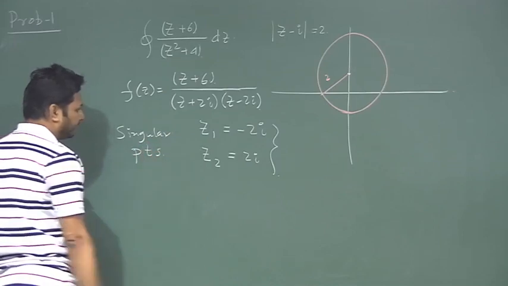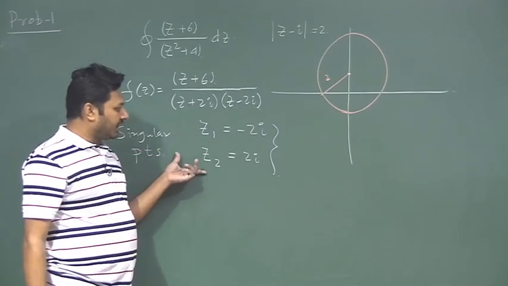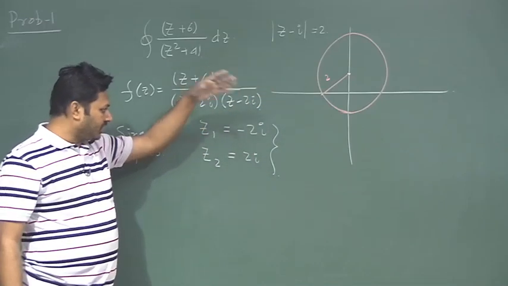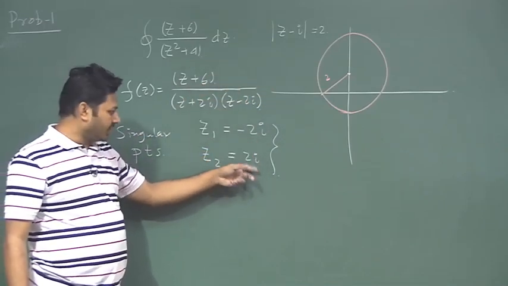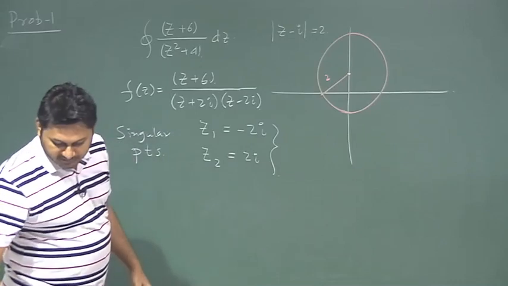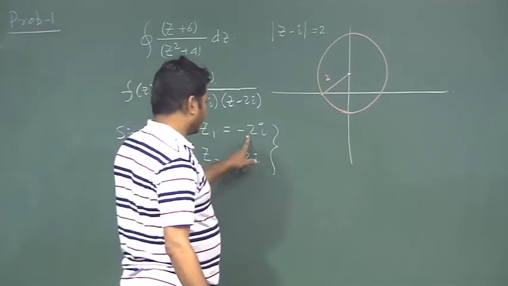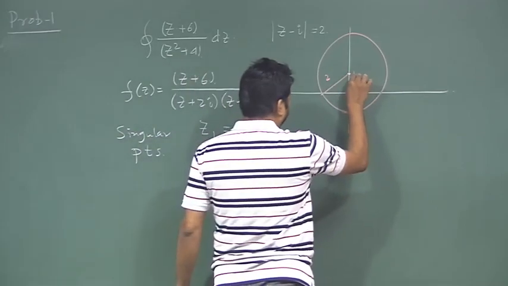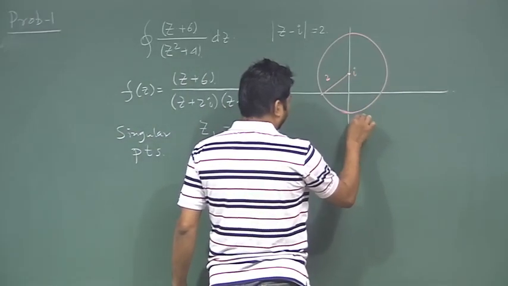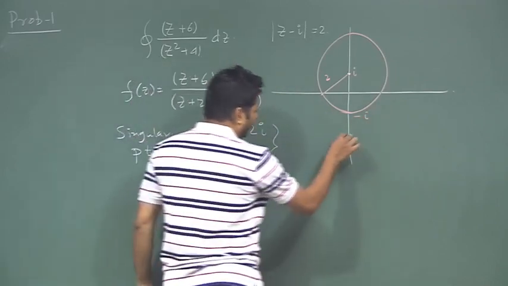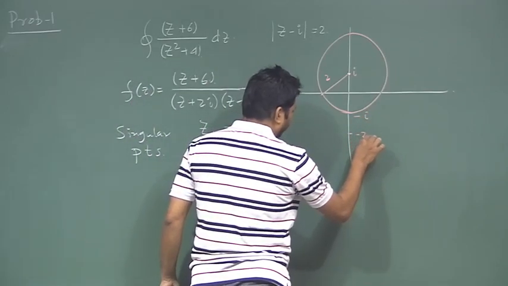Singular points. Next thing is to check which points are inside: both outside, both inside, or one inside and one outside. So, let us try to find out. Let us locate what is minus 2i. If you remember, this was i, this point was minus i, and minus 2i is below that somewhere here. So, this point is minus 2i.